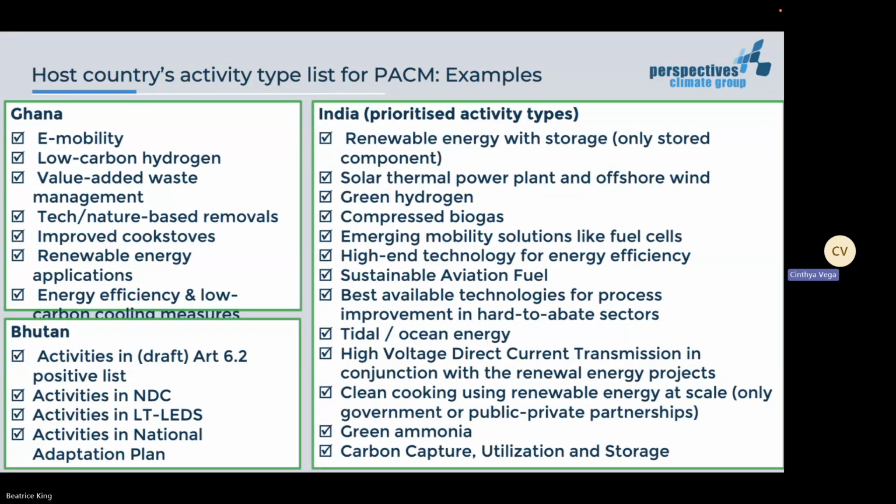For India, they also have a list of prioritized activity types. It's a little bit longer than the other two countries on this slide. They look at renewable energy, green hydrogen, compressed biogas, and Bhutan has a shorter, less specific list. So once again, this is a reminder that when developing a project, what you should check first is the national requirements, because they will differ country by country, and activity developers need to comply and make sure that they align with these national requirements.